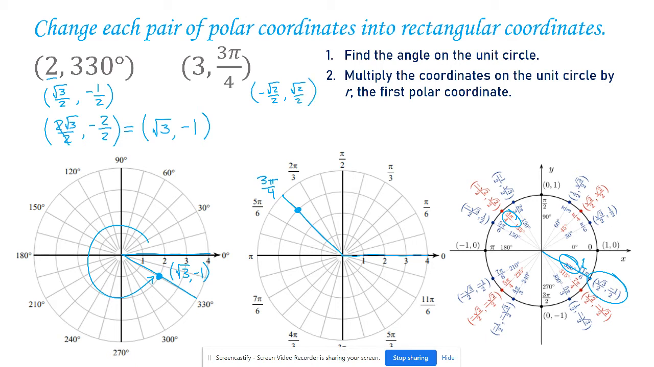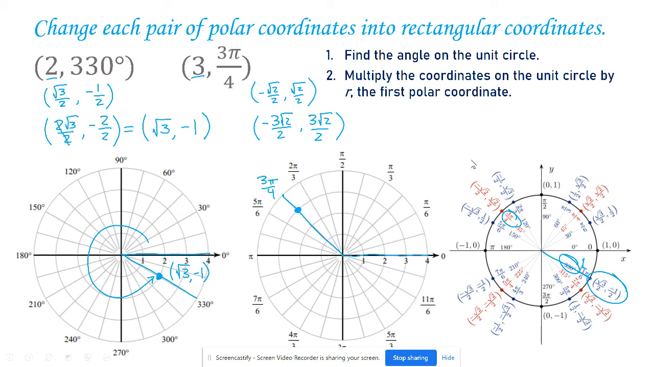So what we want to do again is we want to multiply those by r, by 3. And this is going to become -3 square root of 2 over 2 and positive 3 square root of 2 over 2. And we can't simplify anything there, so we're done. So that's how you go from polar coordinates to rectangular coordinates.